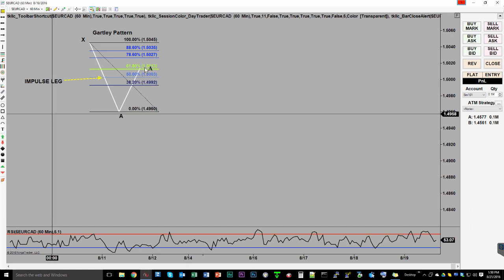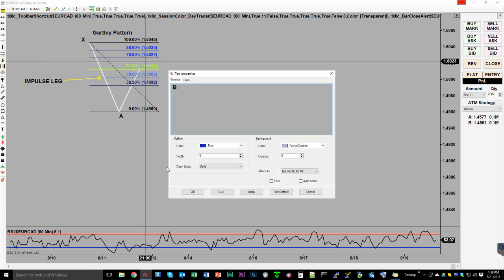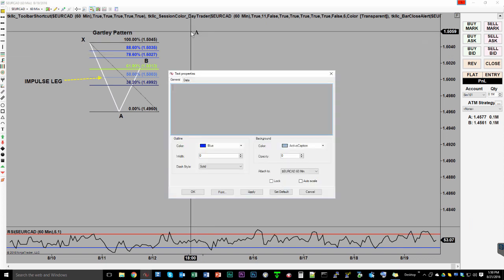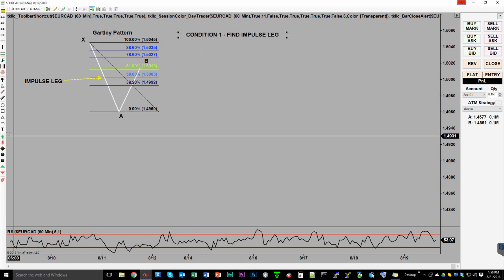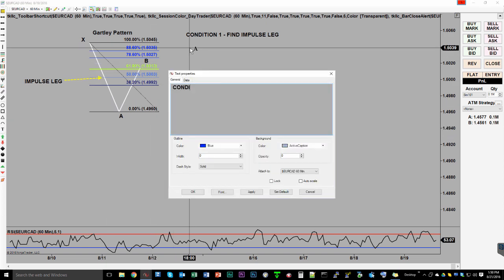Let's go ahead and label it. This is going to be point B. Okay. So what's our rule set? Condition 1. Find impulse leg. Yes. Gotta have that. Condition 2. If the X to A retracement touches 61.8 but does not touch 78.6, we have condition 2.